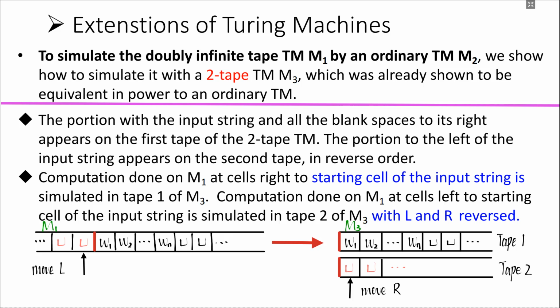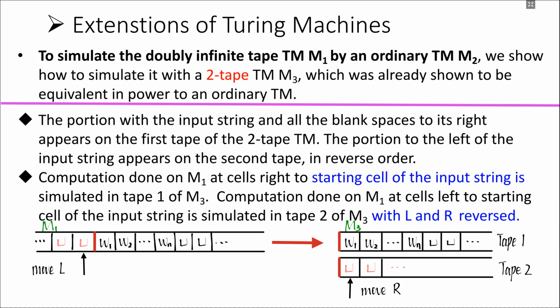The portion with the input string and all the blank spaces to its right appears on the first tape of the two-tape Turing machine, and the portion to the left of the input string appears on the second tape, in reverse order. Computation done on M1 at cells right to the starting cell of the input string is simulated in tape 1 of M3, exactly as it is done on M1.